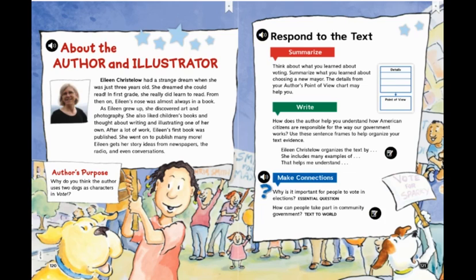From then on, Eileen's nose was almost always in a book. As Eileen grew up, she discovered art and photography. She also liked children's books and thought about writing and illustrating one of her own. After a lot of work, Eileen's first book was published. She went on to publish many more. Eileen gets her story ideas from newspapers, the radio, and even conversations.